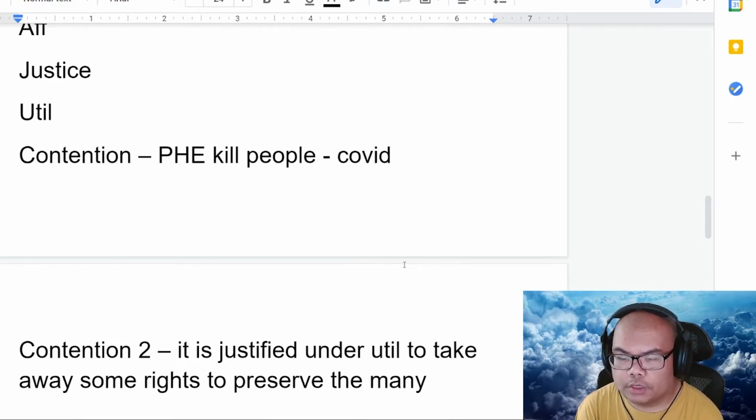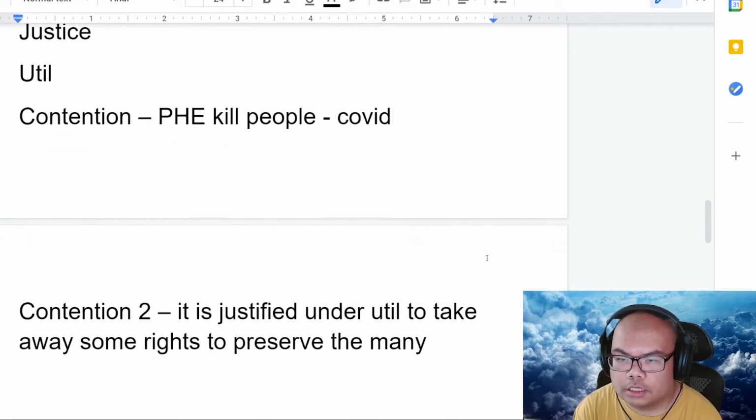Contention 2 grants us the effect to be able to say that's why it's okay to take away some rights for some if it preserves the lives and livelihood of the many, right? It's okay to have some lockdowns if it means that fewer people will die from COVID. And that's it, right? That's two simple contentions, very simple and very easy to run.